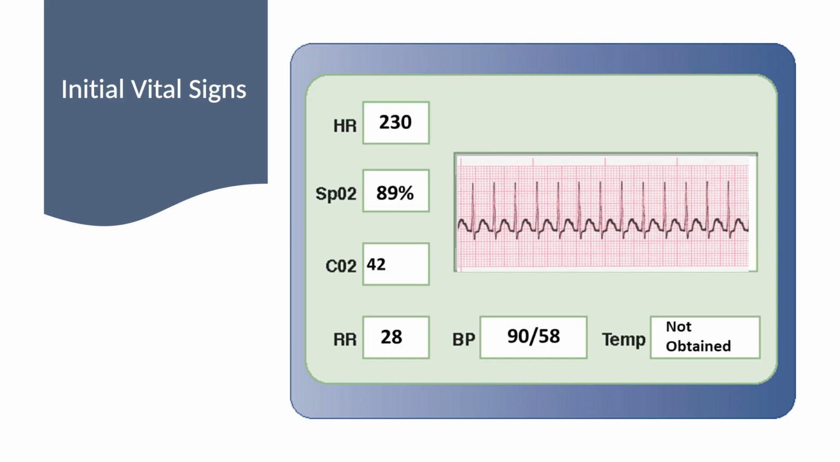We want to go ahead and obtain an initial set of vitals, place our patient on our cardiac monitor. You notice their heart rate is 230. Their oxygen saturation is 89% on room air. We have a capnography of 42 with the normal waveform. They're breathing slightly fast at 28. You get a blood pressure of 90/58. And your cardiac rhythm shows this. We have this narrow, complex, regular tachycardia. This patient's in SVT is what I would identify that as.